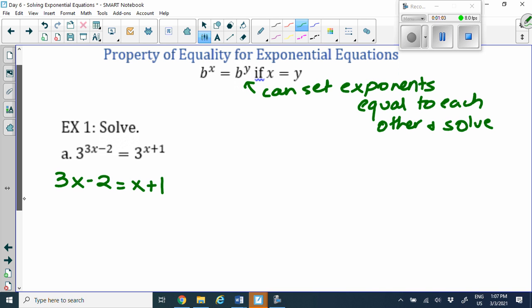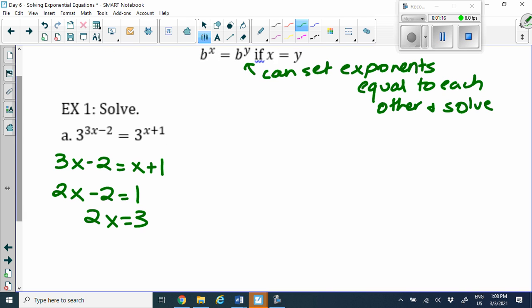I'm going to go ahead and solve for x. So I'm going to go ahead and subtract x from both sides. Got 2x minus 2 equals 1. Add 2, so I get 2x equals 3. And then divide both sides by that 2, so I get x equals 3 halves. Okay? Okay, let's go ahead. We're going to do the next problem.